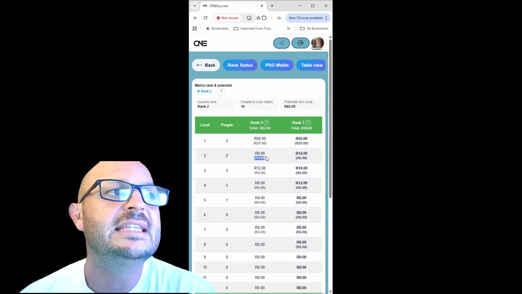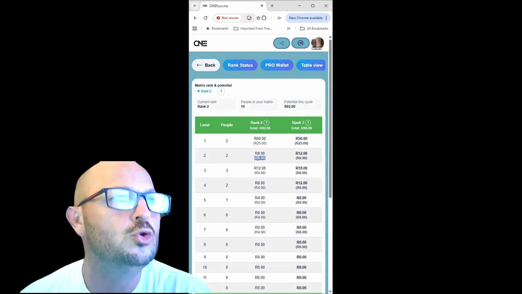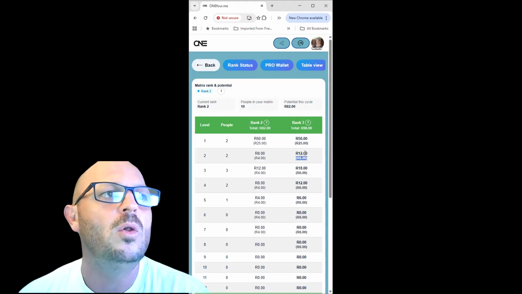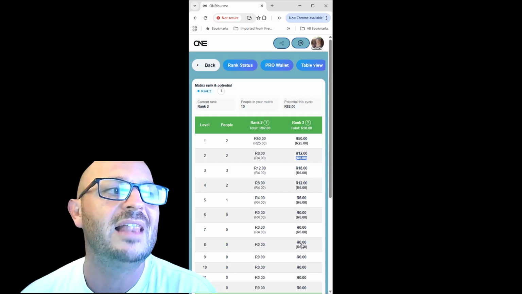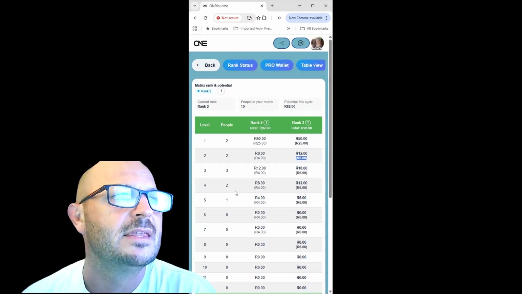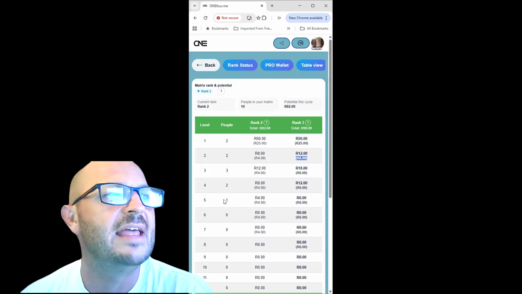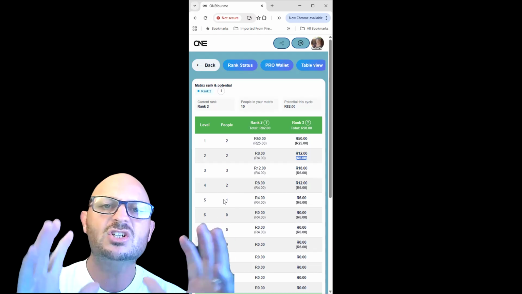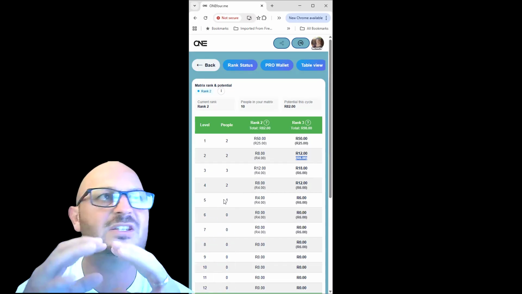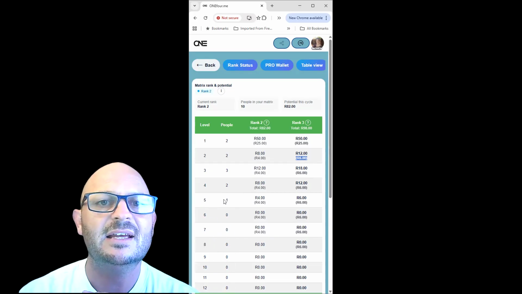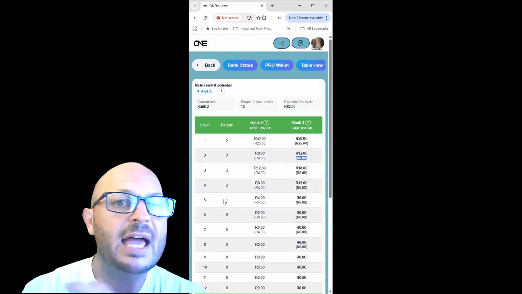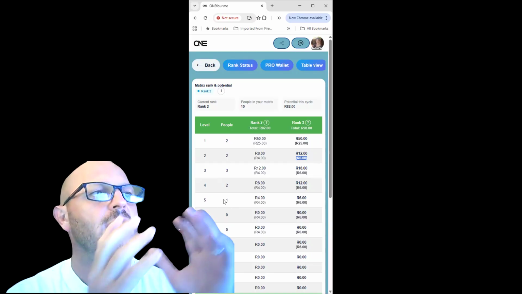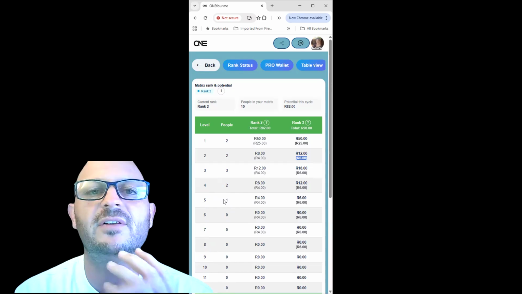Instead of 4 Rand per person from level 2 all the way down to level 7, this person will earn 6 Rand all the way down from level 2 to level 8. This person is earning on one person on level 5 at the moment, 4 Rand. So that is just showing you quickly how all of these things fit together. You've got your rank status that helps you know, and your table view that helps you see where all of those people are, what you can earn, and how much you are earning on each level.